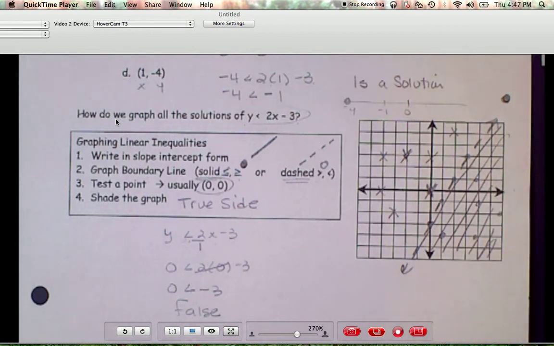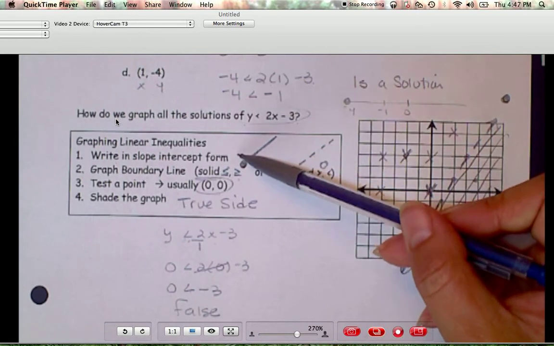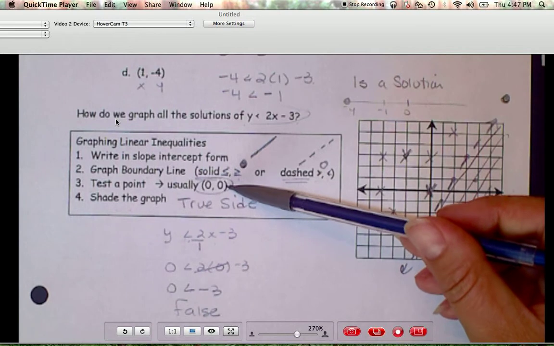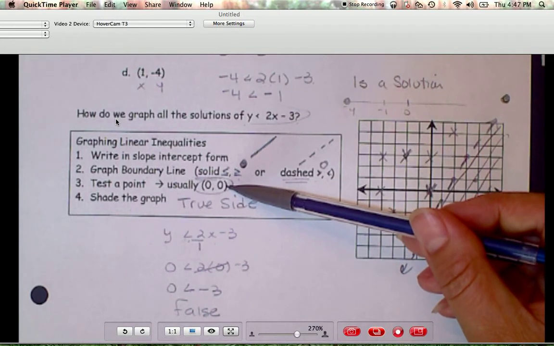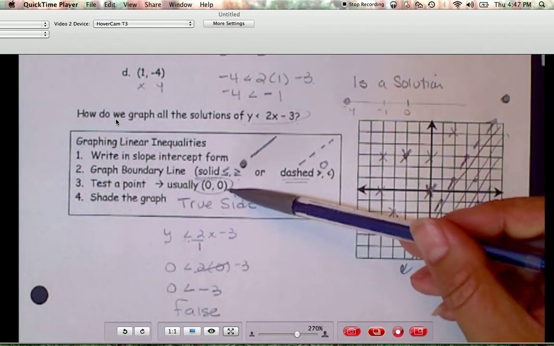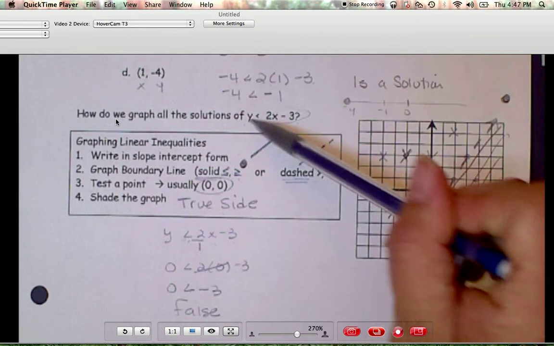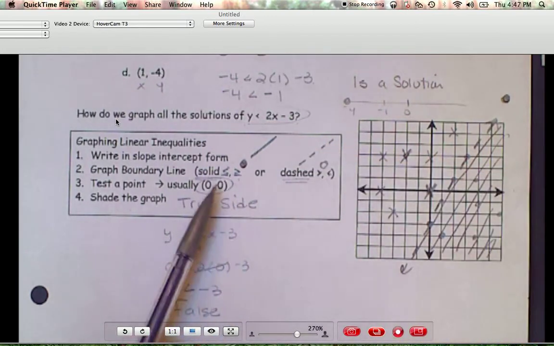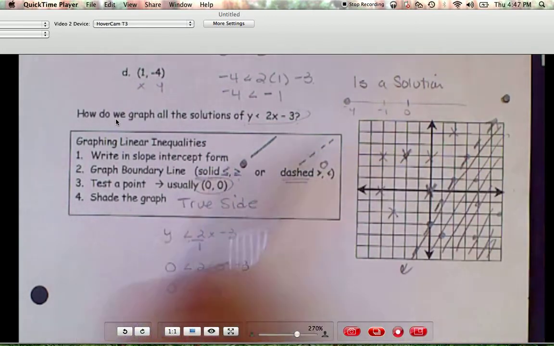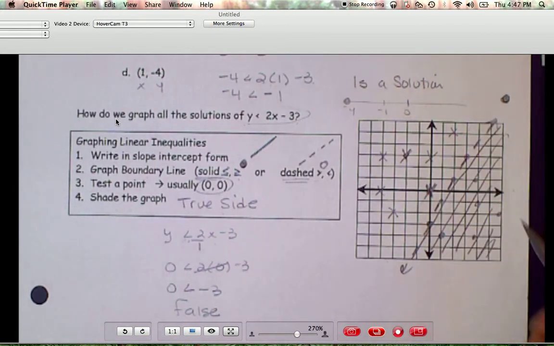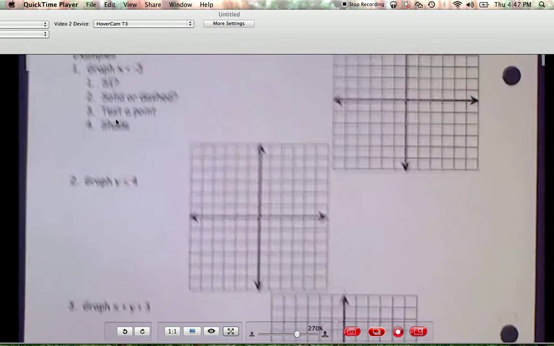Okay? So we put it in slope-intercept form, graph the line and decide if it's solid or dashed, test a point, usually 0, 0, and then shade the true side. So the shaded region represents all the points that work for this linear inequality. Now the only time you cannot use 0, 0 is if the line goes directly through 0, 0, and if that happens then you have to choose a different point. So let's keep going and see how we do on the rest of these examples.